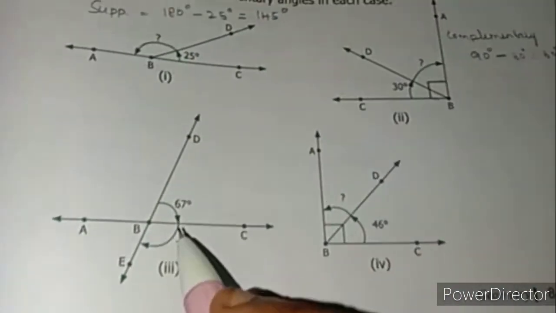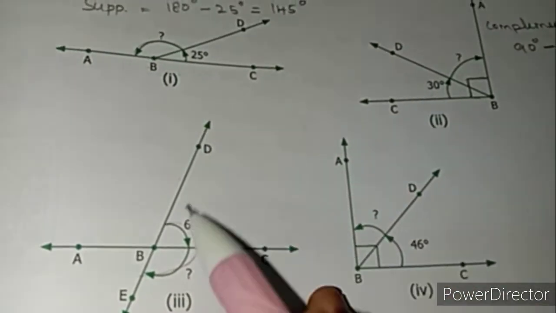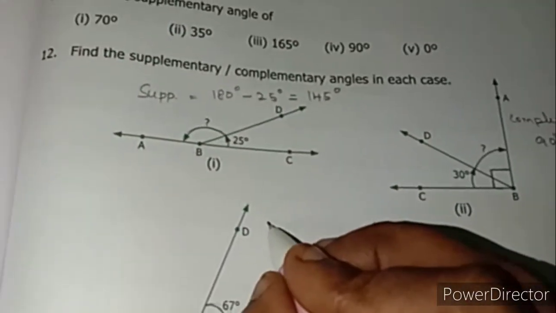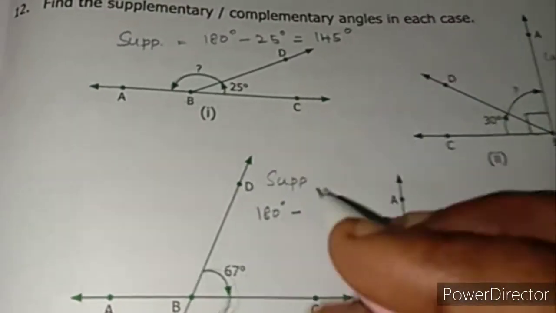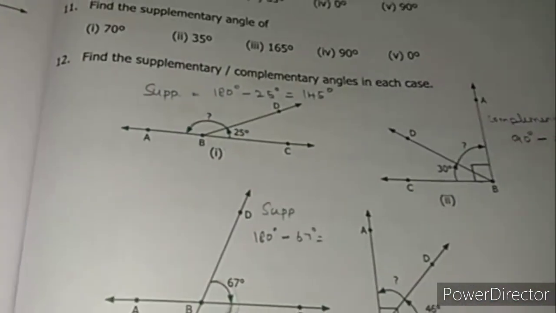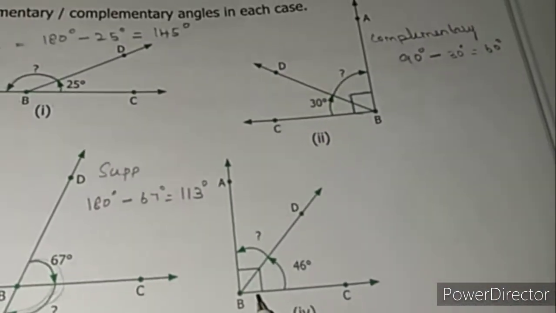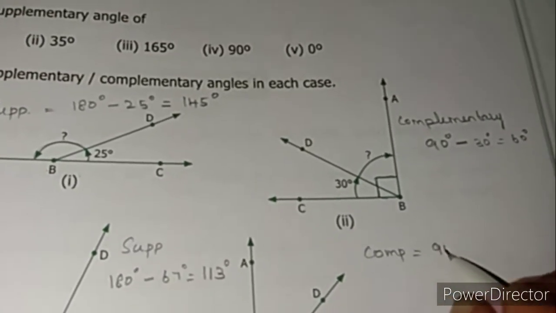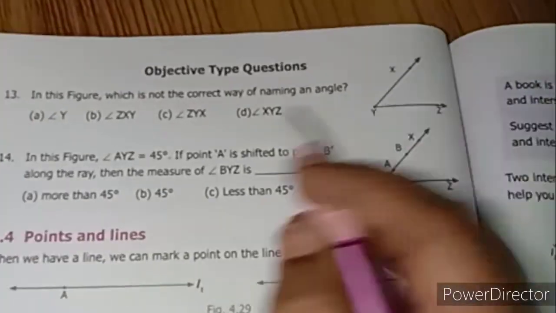We'll go with the next one. See here, they have mentioned it with the arrow. If the whole circle is given like this, it means it is 180 degrees. So it is supplementary. So 180 degrees minus, what is the angle given? 67 degrees. So it is 113 degrees. See here, this also says it is complementary. So 90 degrees minus 46 degrees is 44 degrees. Okay.